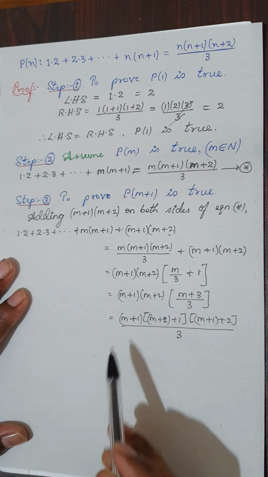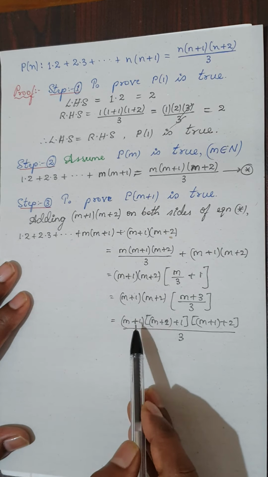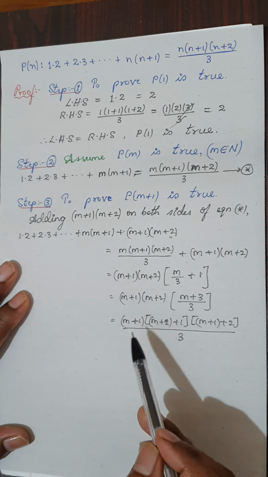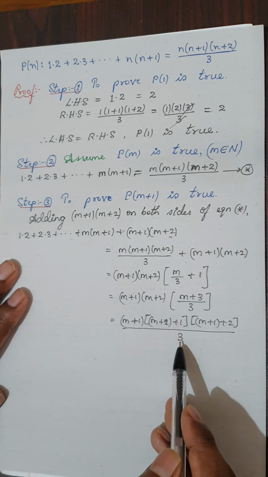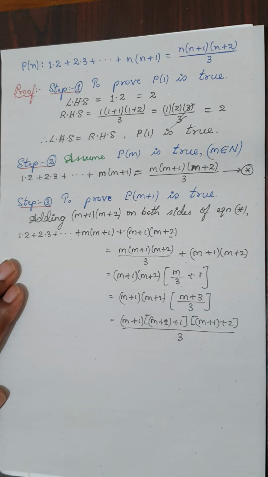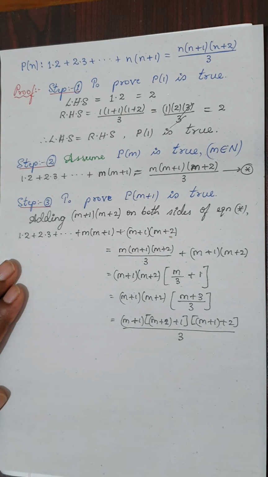So you can check there, each m plus 1 is replaced by n, or each n in the general term is replaced by m plus 1 in the RHS of the step 3. So this is sufficient to say that P of m plus 1 is true. So that concludes our step 3.